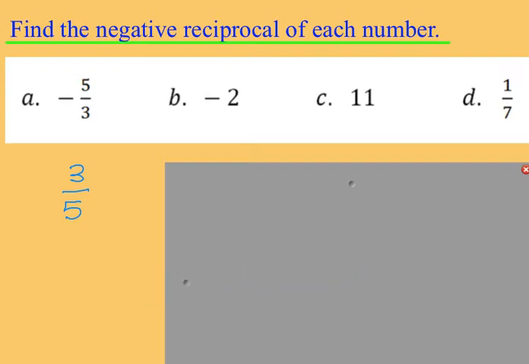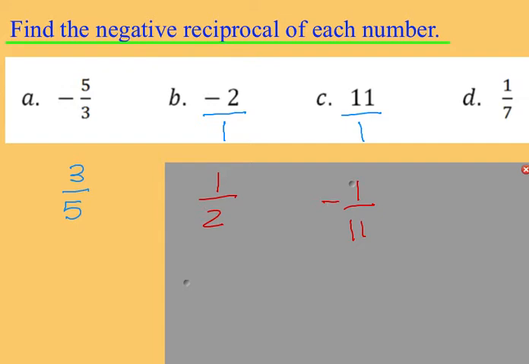I have negative 2. So it's important to remember when you have a whole number that that technically has a denominator of 1. So negative 2 is the same as negative 2/1. If I change the sign, so it's going to be positive, and then I flip that fraction over, I would have positive 1/2. Moving over to C, on part C I have 11, which again technically has a denominator of 1. So if I change the sign, then that is going to become negative. And then if I flip that fraction over, I will have negative 1/11.